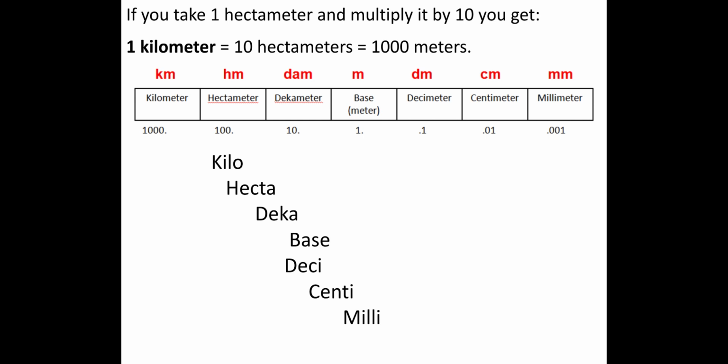Okay. So these are the units. Kilo, hecto, deca are bigger than the base unit meter, and then deci, centi, and milli are smaller than the base unit.